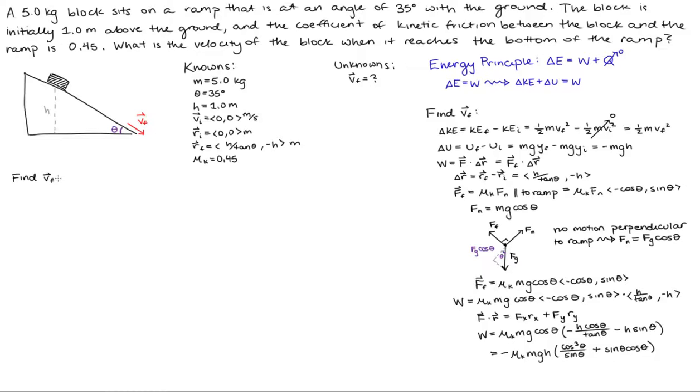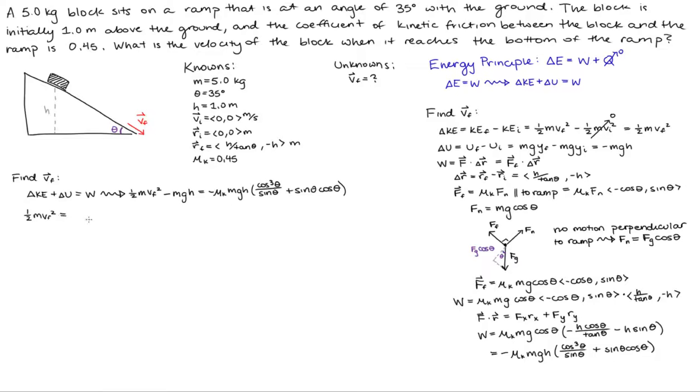Now we will plug these results into our energy principle expression and solve for v final. Plugging in our results for the change in kinetic energy, the change in potential energy, and work, we have 1/2 mv final squared minus mgh equals negative mu k mgh times the quantity cosine cubed theta over sine theta plus sine theta cos theta.